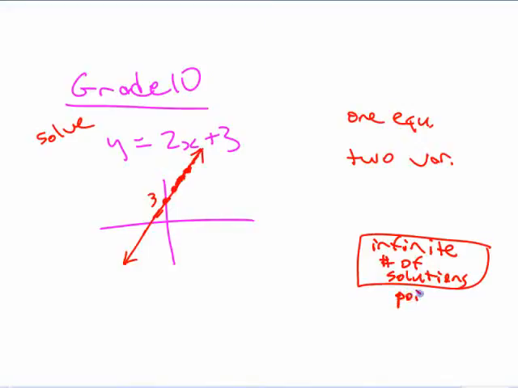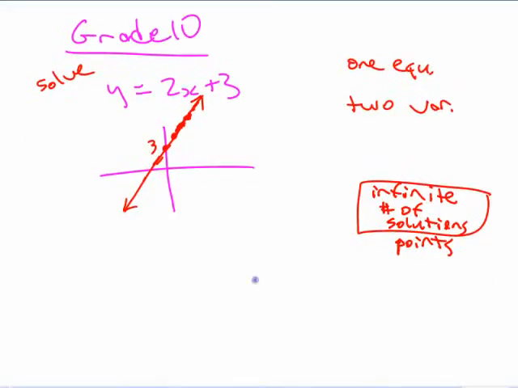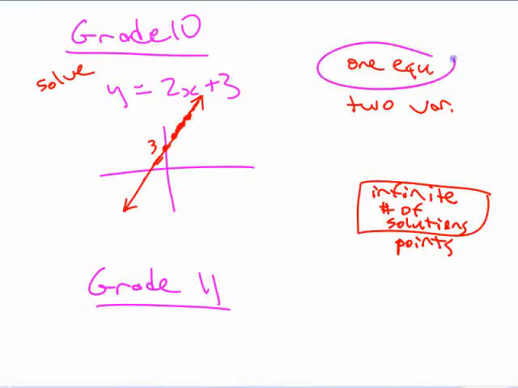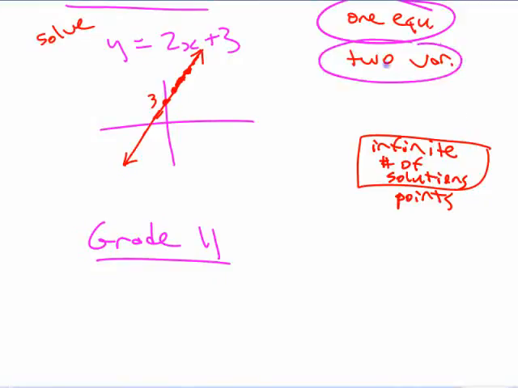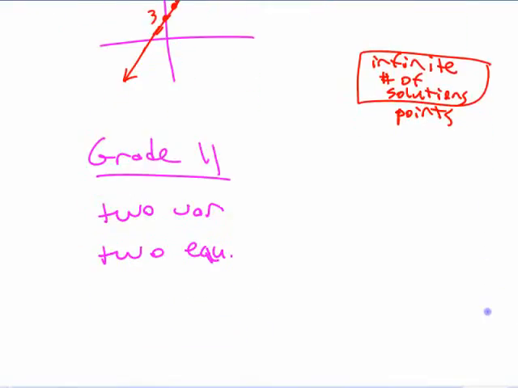What we're doing in grade 11 is we're now looking at systems. A system is when you look at more than one equation, or enough equations that you have variables. If you have two variables, you need two equations. We could look at three variables, three equations, but we're going to limit it to this.